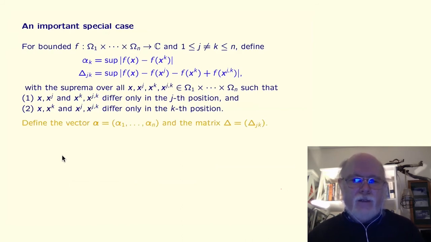So instead, I'll look at an important special case. So we have a bounded function from some product domain. Doesn't matter what these omega things are. So it's an n variable function from some product domain onto the complex numbers. And you define these two Lipschitz constants, first order and second order constants. And alpha sub k is the largest that the value of the function changes when you change the kth variable. And the delta sub jk is like the second difference, where you take alpha k and alpha j and how much can they differ from each other. So it's the original minus what happens when you vary j minus what happens when you vary k plus what happens when you vary both j and k.